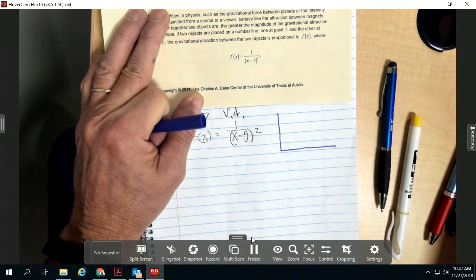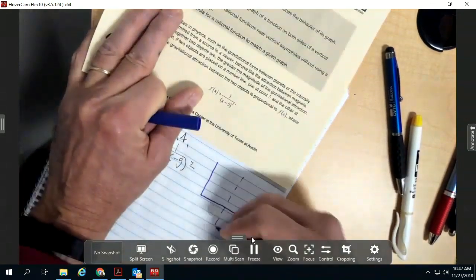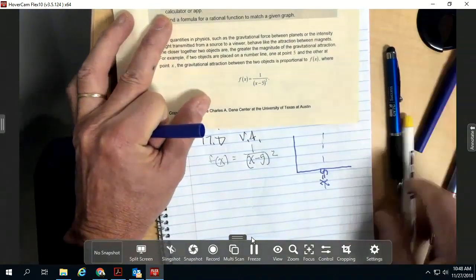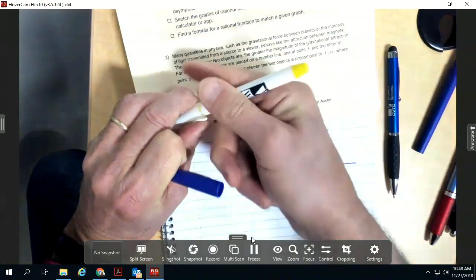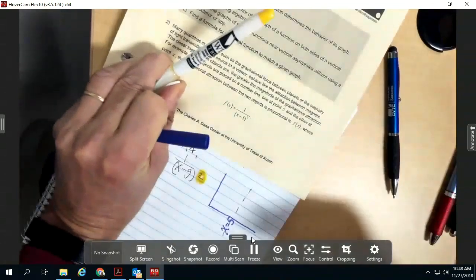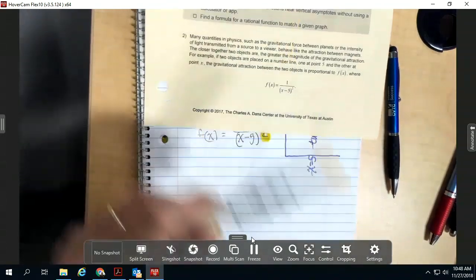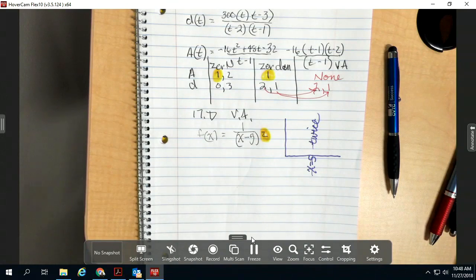Because there's nothing to cancel in the numerator, right? So you have an asymptote at 5. The difference this time is we've got a squared, so let's write the word twice here. We've got a vertical asymptote at 5. Let's write the word twice. And we're going to see why that's important in this lesson.